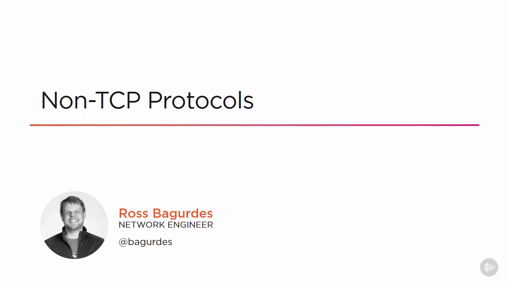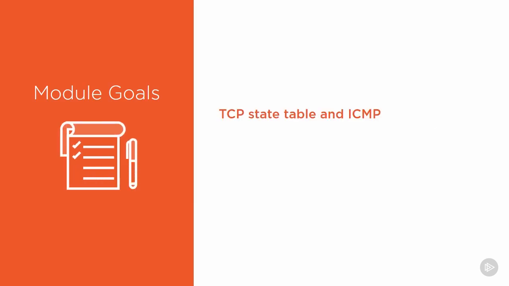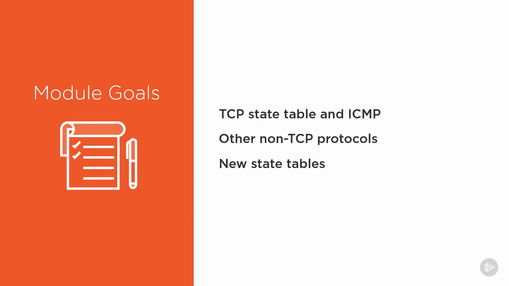In this next module of Intro to Firewalls, I want to talk about non-TCP protocols. The goals for this module are to look at the TCP state table and ICMP messages. We're going to look at other non-TCP protocols like UDP, and we're going to take a look at the new state tables that we need in order to accommodate these non-TCP protocols.